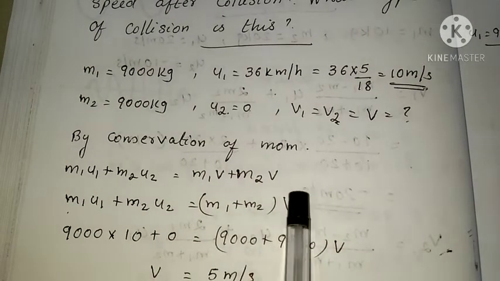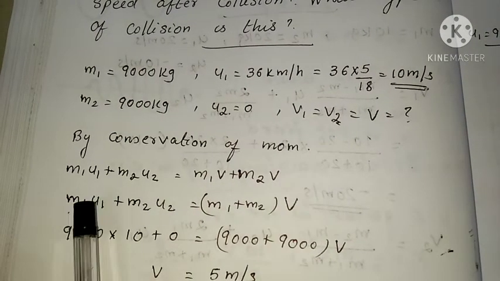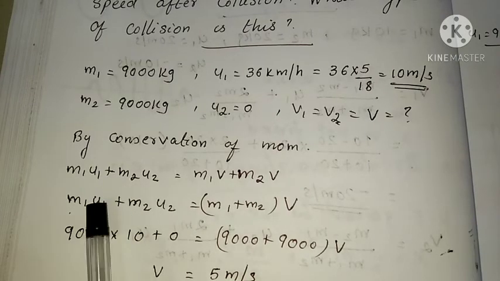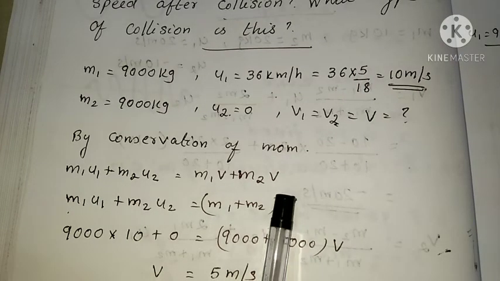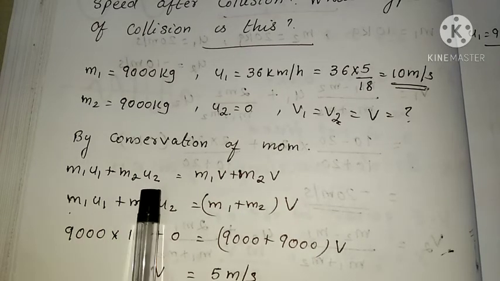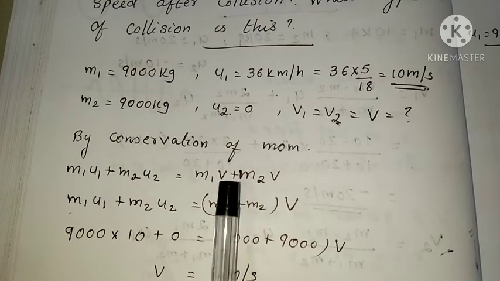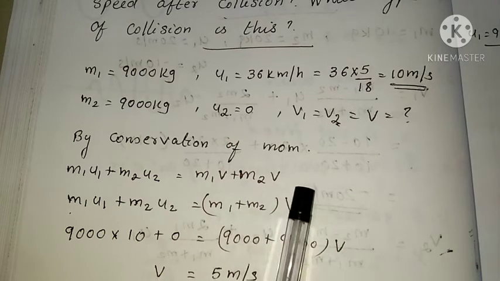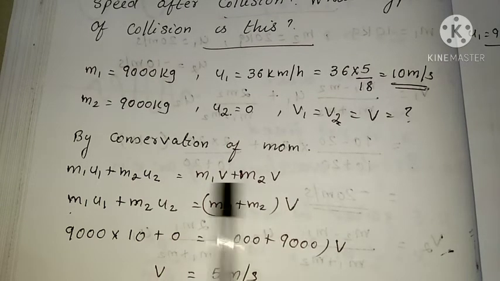By the conservation of momentum, what is the formula? Momentum before collision is equal to momentum after collision. So, what is the momentum before collision? m1 u1 plus m2 u2. What is the momentum after collision? m1 v1 plus m2 v2, where v1 and v2 are v.